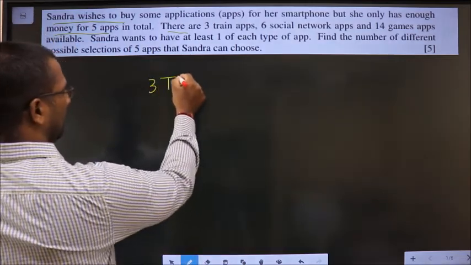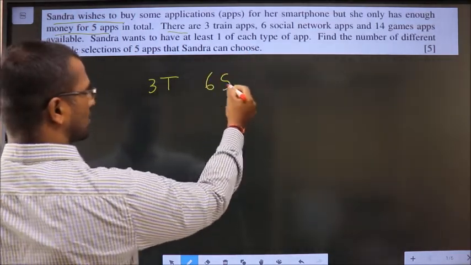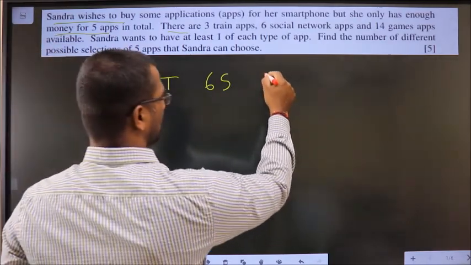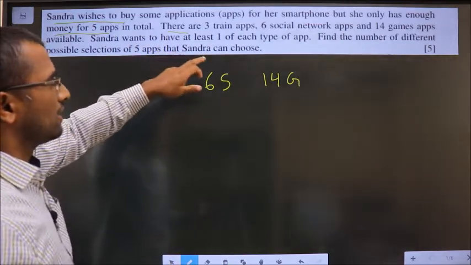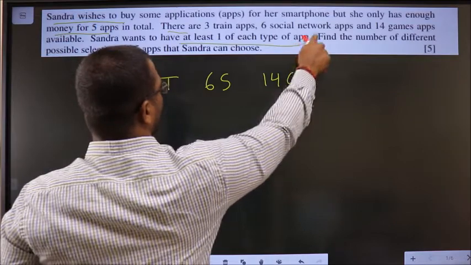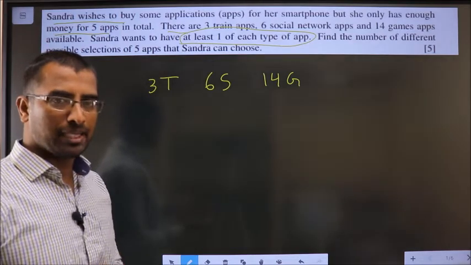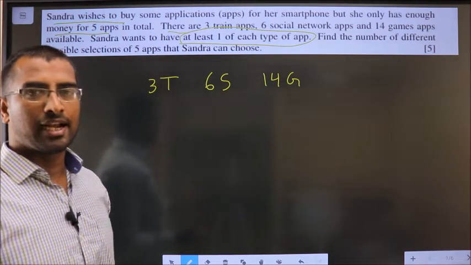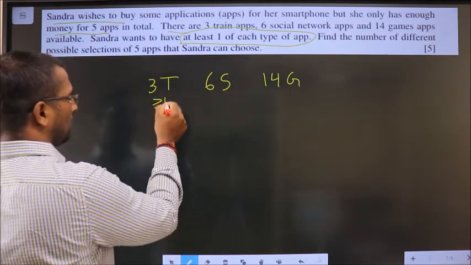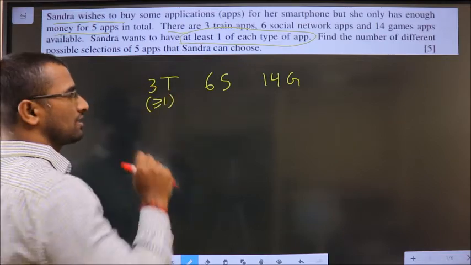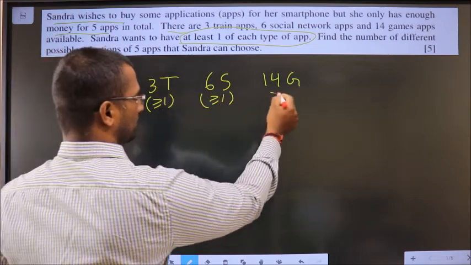There are 3 train, 6 social network apps, so 6S, and 14 games apps available. Sandra wants to have at least one of each type of app. At least one of each type means one or more than that. And mathematically, how do I represent that? In this way: greater than or equal to 1 means one or more of this app. The condition is for each of it.